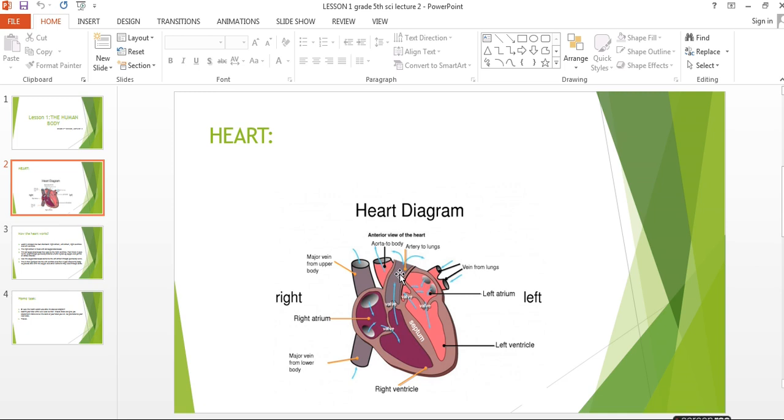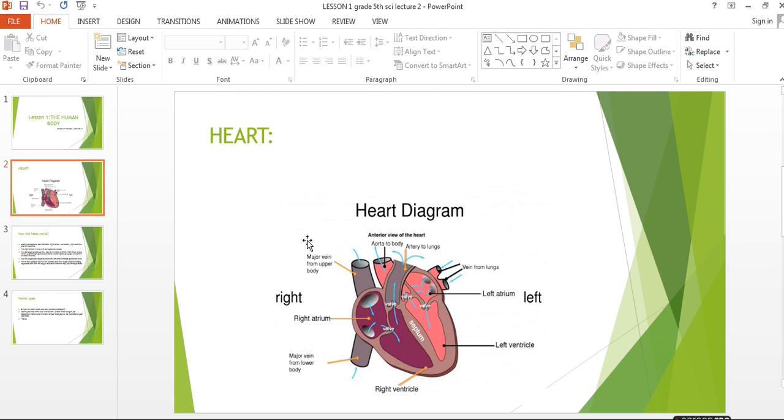Okay, now as you people have read in your previous class, the heart is divided into 4 chambers: the right atrium, left atrium, right ventricle and left ventricle. Now what happens is that the deoxygenated blood comes from the major vein from the upper body, also known as the superior vena cava, and the major vein from the lower body, also known as the inferior vena cava.